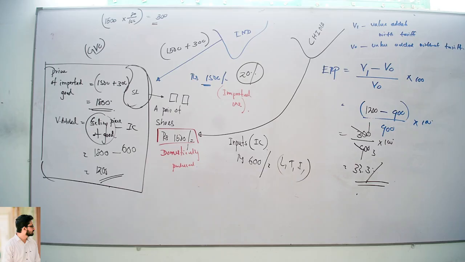Okay with me? Yes, sir. Domestic producers increase the price until it is equal to the imported price. Domestic producers will sell their product at the same price that the imported product is being sold.